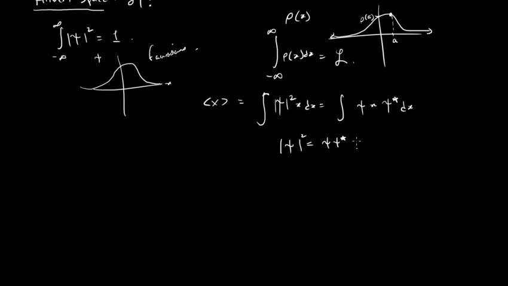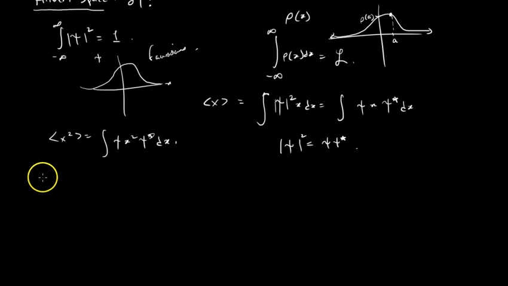Okay, and same thing for x squared. It would be the integral of psi x squared psi star dx. And notice that we're squishing this x squared between the psi and the psi complex conjugated.